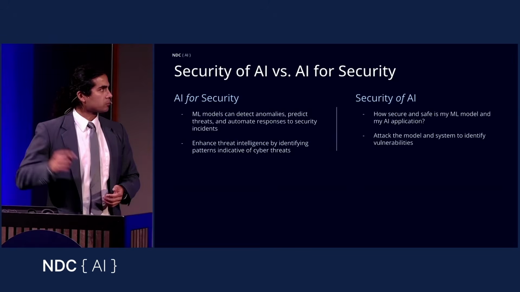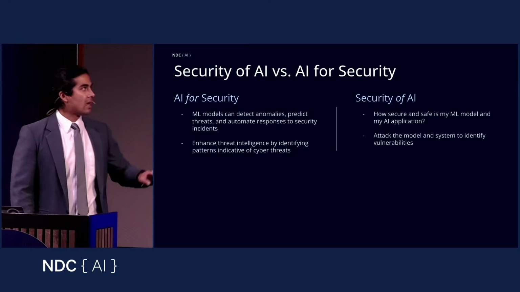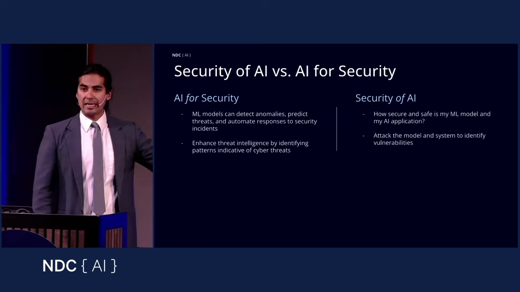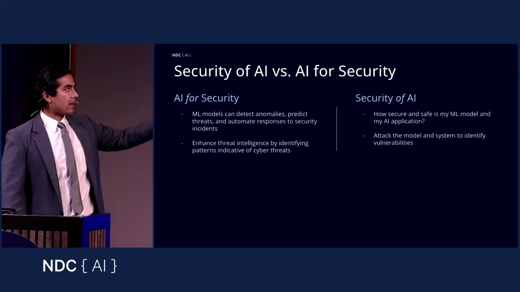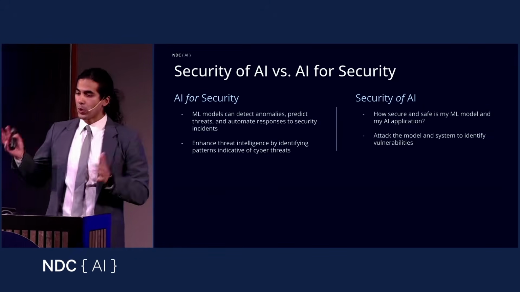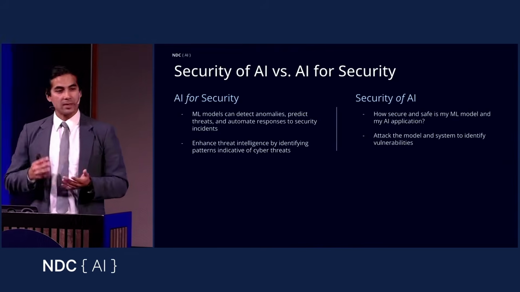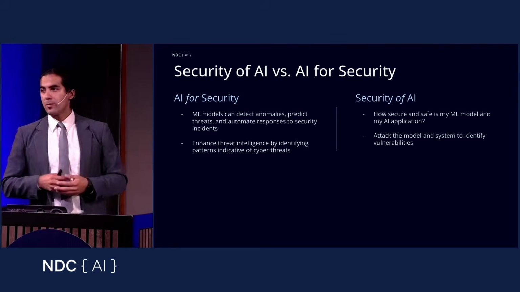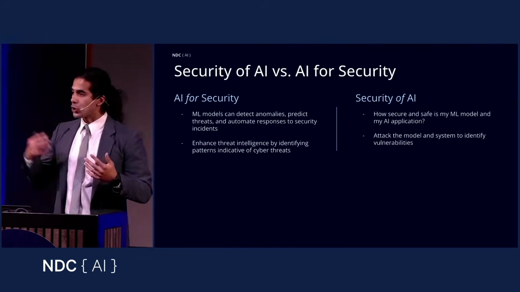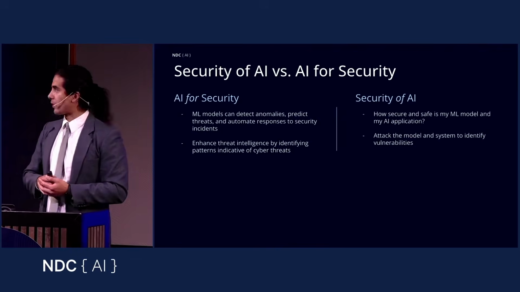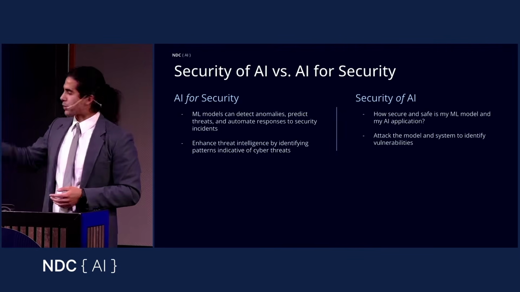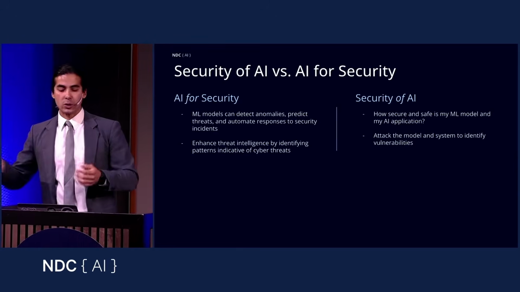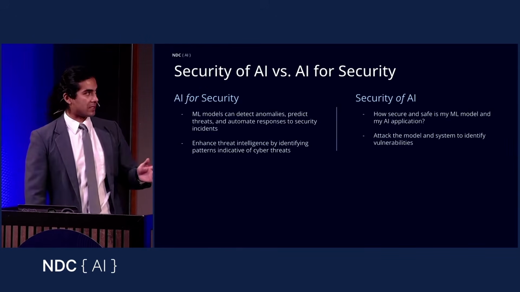Two important concepts are AI for security and the security of AI systems. When we speak about AI for security, we're talking about how AI systems can be used to, for example, detect anomalies, predict threats, and generally improve the security posture of our organizations. This is how we are leveraging AI for the security of our organizations.